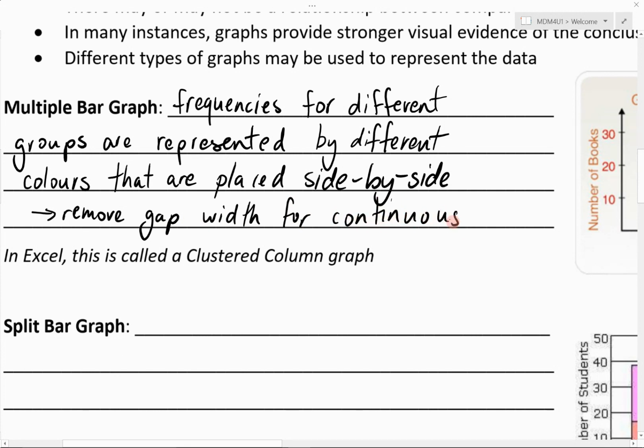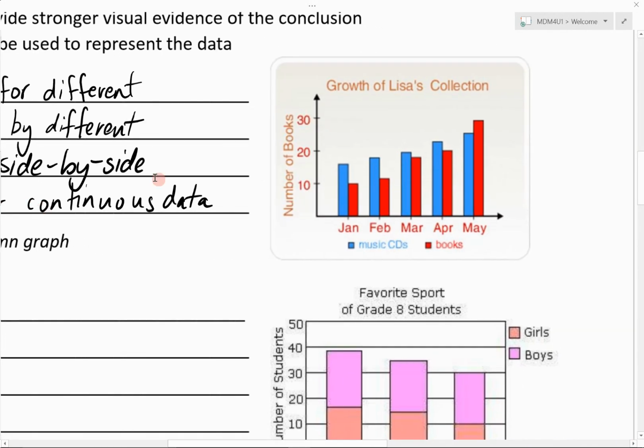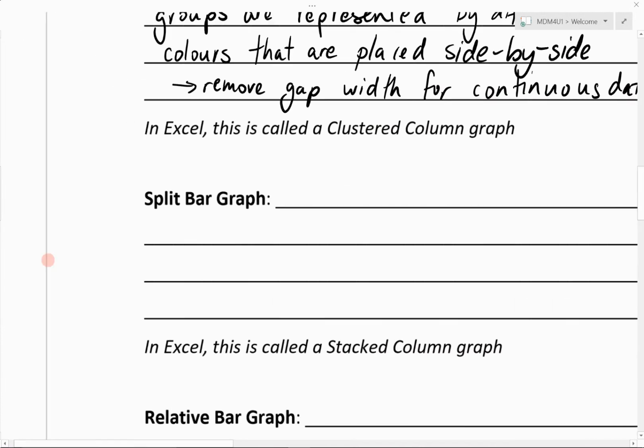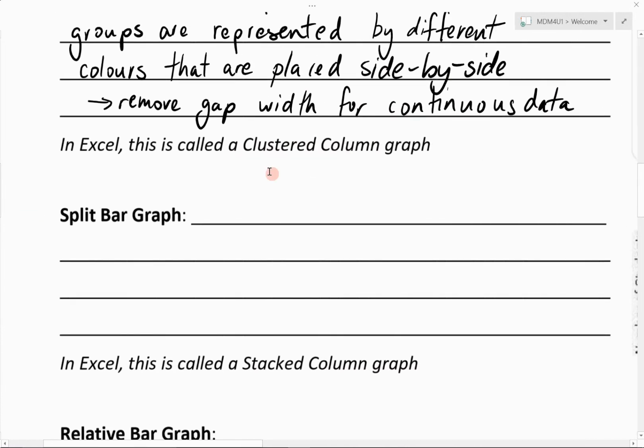Here it's categorical, it's by months. So they have the different bars separated, but they put the blue and red bars beside each other just to compare and contrast the different kinds of groups. But they all talk about the same thing, month to month to month, the number of books in Lisa's collection. And just for reference, in Excel, this is called a clustered column graph.